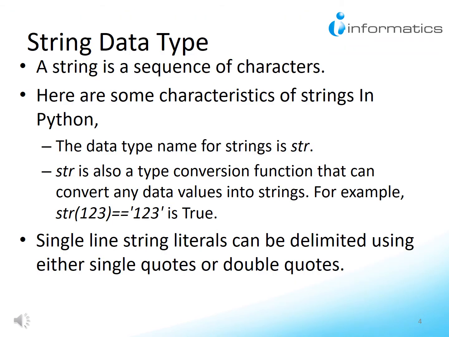Let's look closer into the string data type. A string is a sequence of characters. Here are some characteristics of strings in Python. The data type name for strings is str. str is also a type conversion function that can convert any data values into strings. For example, str(123) converts the number value 123 to the string value '123'.